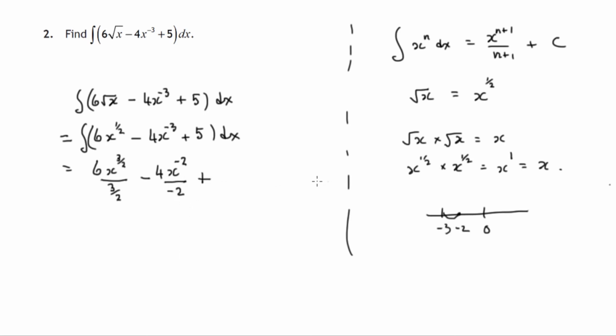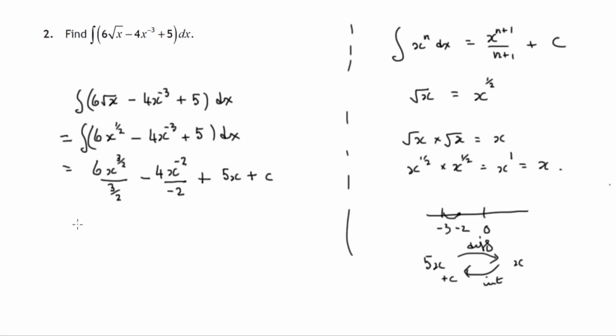Plus 5, well, what happens when we integrate 5? Well, think of the reverse. If we differentiate 5x, we'll end up with 5. And differentiation is always the reverse process of integration, apart from the plus c, which we'd have to add in. So integrating 5, we get 5x plus c. Always remember the constant of integration.